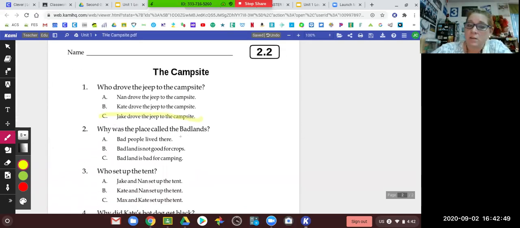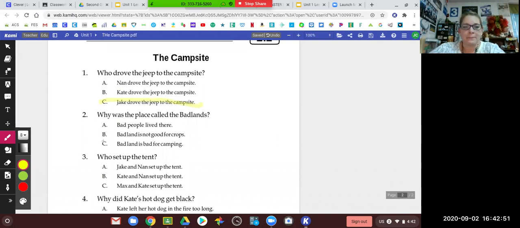Why was the place called the Badlands? A, bad people lived there. B, bad land is not good for crops. Or C, bad land is bad for camping.